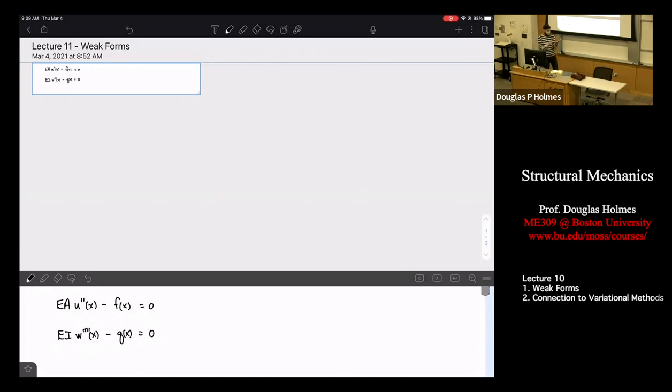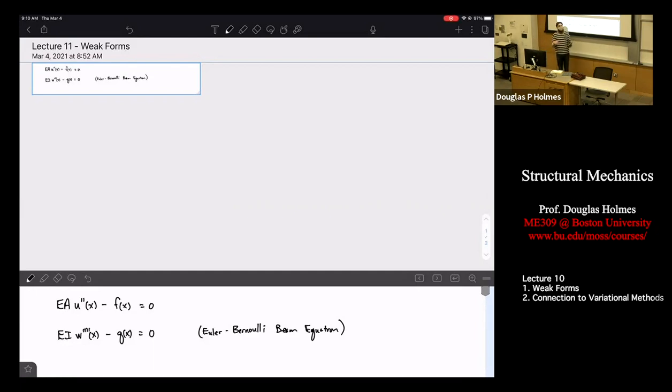The bottom one is a famous equation. I wrote it on our notes last class. This is what's referred to as the Euler-Bernoulli beam equation. And it describes the small deflections of beams under distributed and point loads.